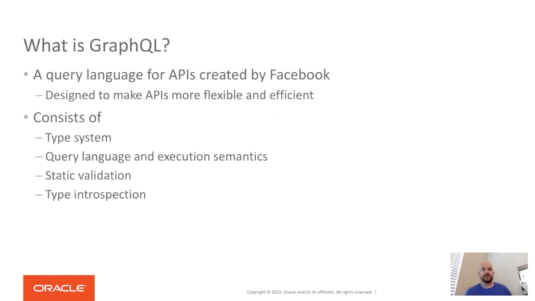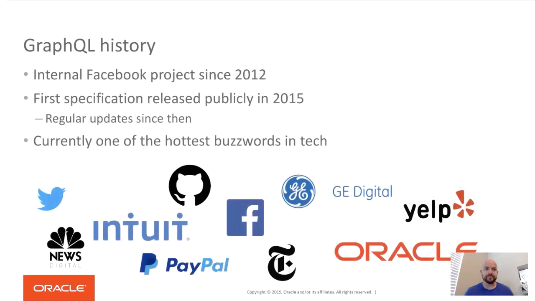So what is GraphQL? Simply put, it's a query language for APIs. This was created by Facebook, who at the time was dealing with a number of issues with existing specs and implementations of APIs, which we'll talk about in more detail as we go. But technically, it's really not just one thing. It's four main parts. So there's a type system, there's a query language, static validation, and type introspection. We'll touch on some of these as we go.